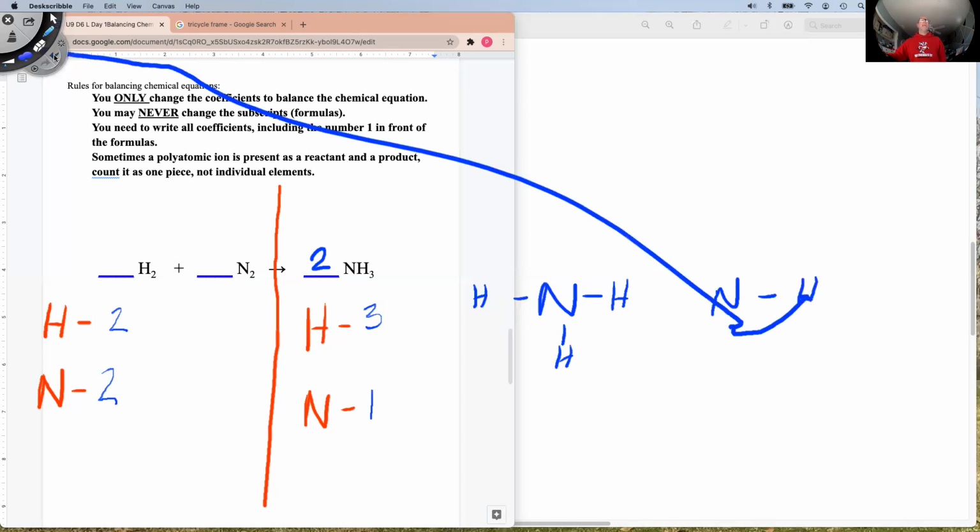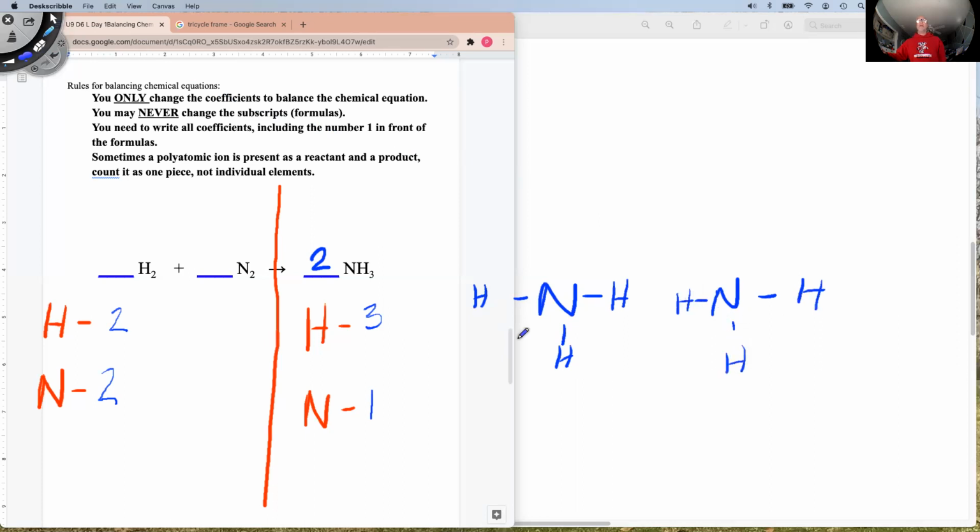Now, if I have 2 NH3 molecules, how many nitrogens do I have? Now I have 2 nitrogens. How many hydrogens do I have? I no longer have 3. I now have 6 hydrogens. Now let's see if we can do the same thing over here. The nitrogens are balanced. Look, I have 2 and 2. So don't mess with the nitrogens. But I have 6 hydrogens and only 2 hydrogens. So how can I multiply this out to get to 6? Well, I can multiply this by 3 because 3 times 2 equals 6.